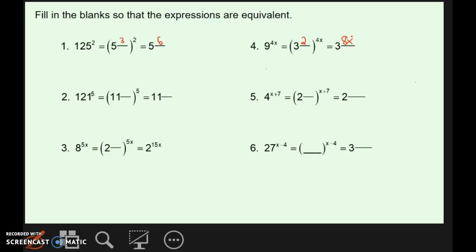The more challenging ones are like 5 and 6, where we have something variable of x plus 7, or number 6, we have x minus 4. So what we're going to do is change that 27 to a base of 3. So I'm thinking 27 is 3 to the third power. So again, power to a power means we're going to multiply our exponents together. And this is the tricky part. I'm actually going to take 3 times the entire expression, x minus 4, and then I'm going to distribute. So it would be 3x minus 12.